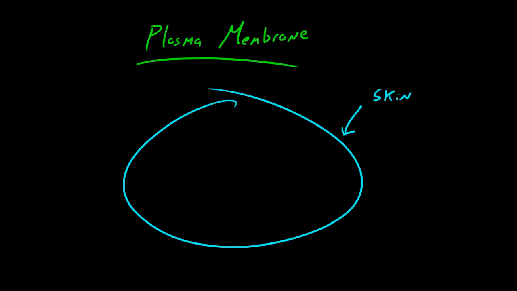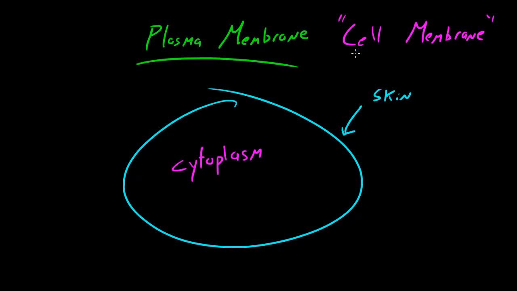Now, while I'm talking about this, I might as well go ahead and mention that the inside of the cell, the fluid inside, is called the cytoplasm. So cytoplasm is pretty much the fluid inside the cell, and the skin of the cell is called the plasma membrane, or some people also call it the cell membrane. But I'm typically going to be calling it the plasma membrane because I think that's the more technical term.